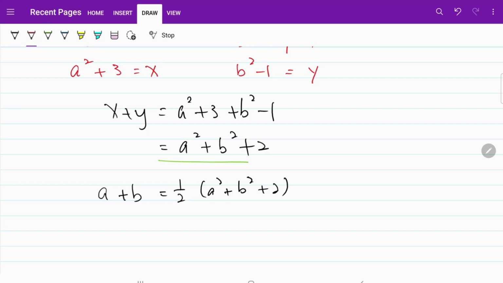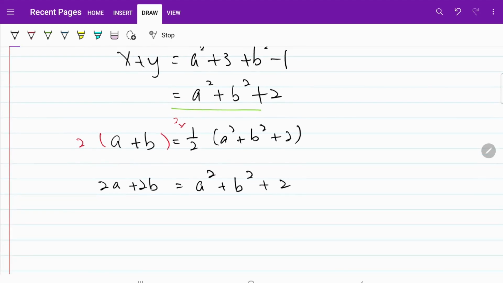From here, I'm just going to multiply 2 on both sides just to get rid of the 1/2. So now what I have is 2a plus 2b is equal to a squared plus b squared plus 2. Let's move everything to one side. So what I have now is a squared minus 2a plus b squared minus 2b plus 2 equals 0.